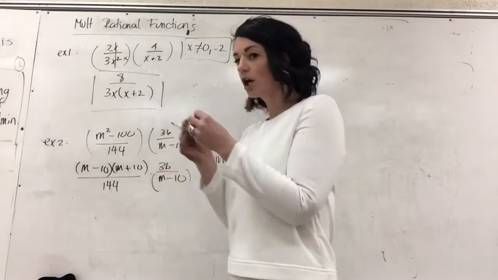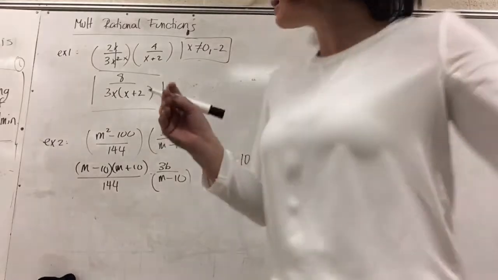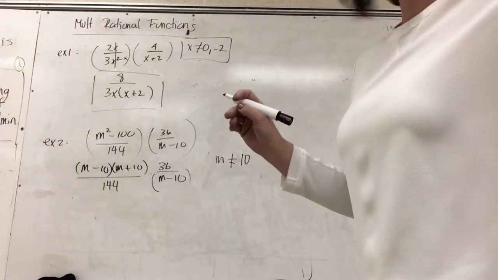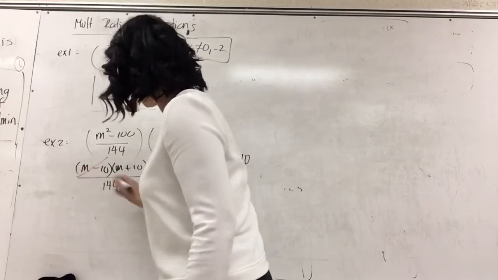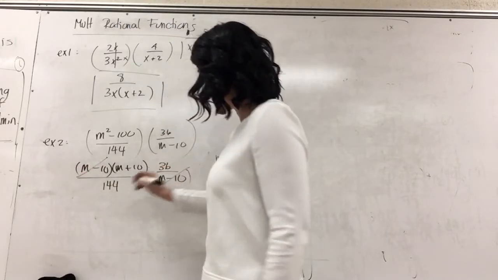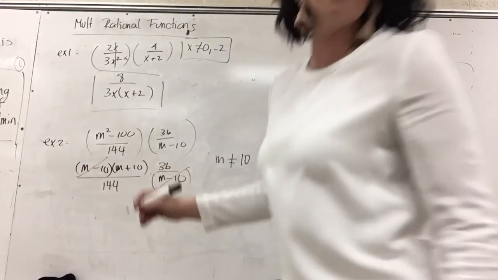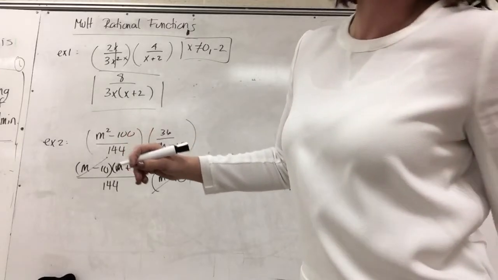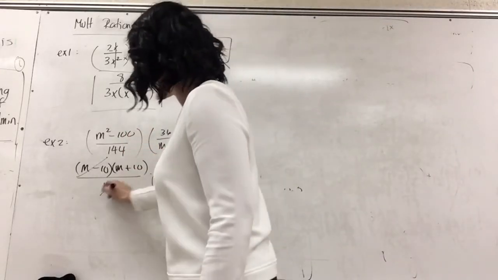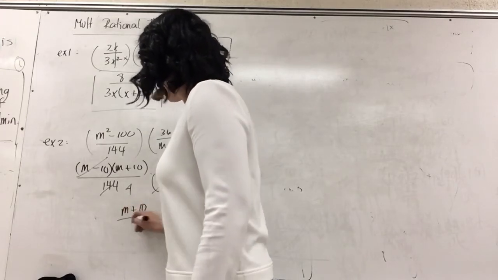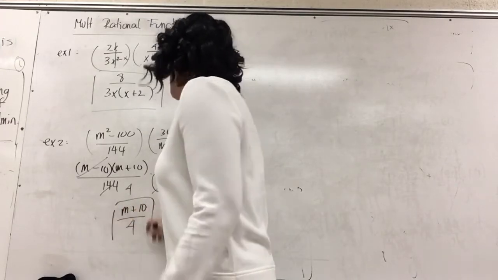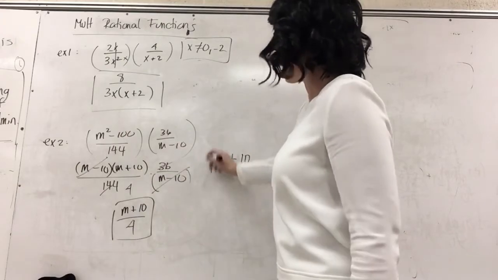Then I look for any common factors, so anything that the numerator and the denominator share, okay? So I can take an m minus 10 and an m minus 10, and then I feel like 36 divides evenly into 144. It does 4 times. So I go like that, and I'm just left with m plus 10 over 4. And I just double check, see if I can cancel anything out of that, and I can't.